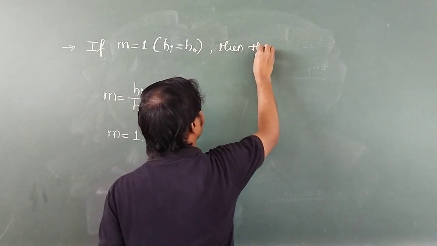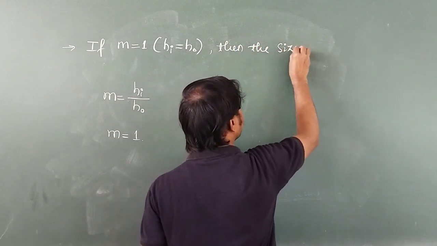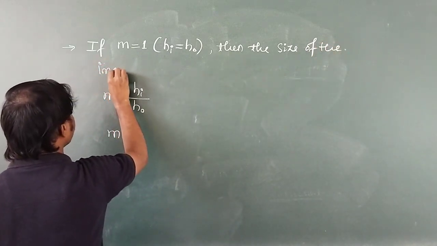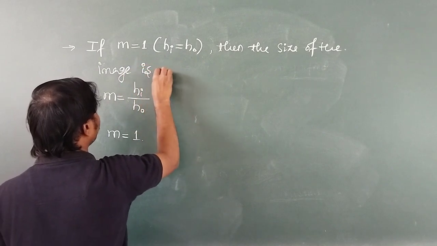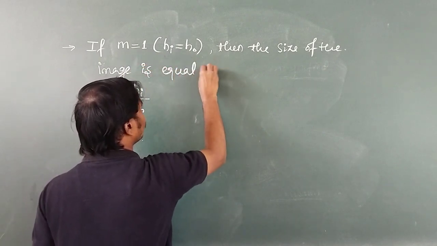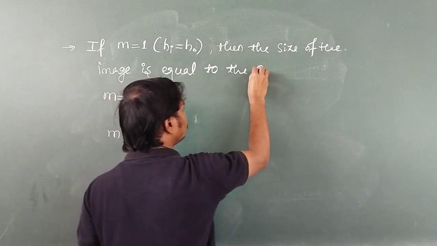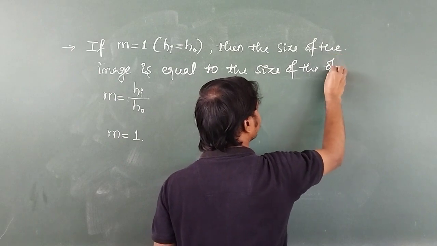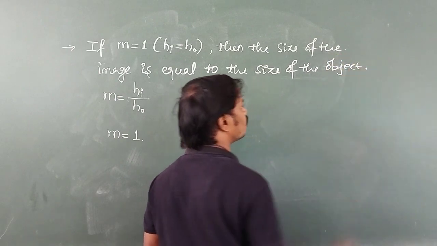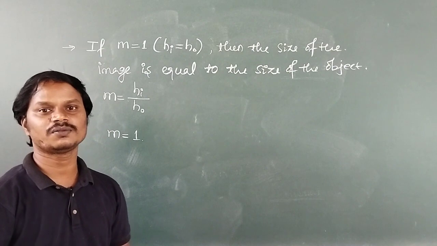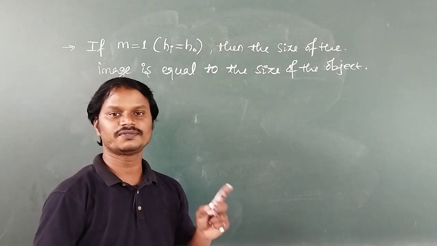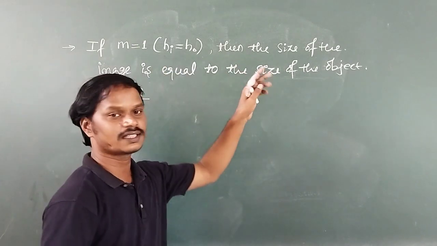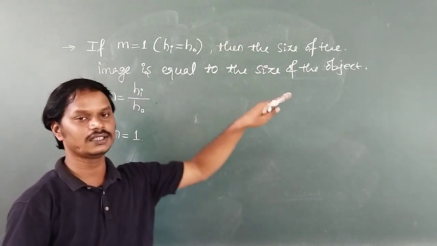Then the size of the image is equal to the size of the object. So once again, if m is greater than 1, then the image is said to be magnified. If m is less than 1, then the image is said to be diminished. If m is equal to 1, then the size of the image is equal to the size of the object.